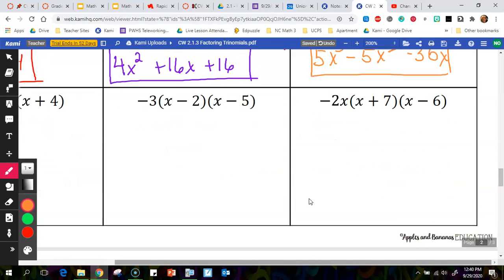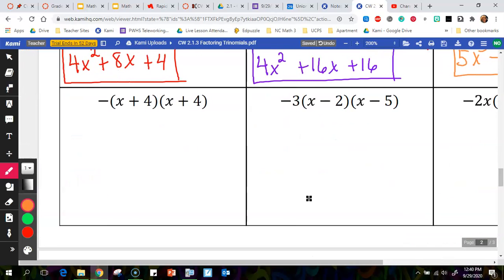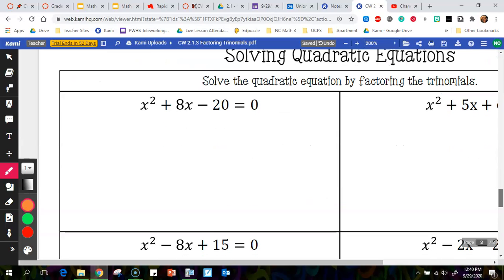Okay, I'm going to work a couple more of these, and I think I'm going to leave the last one for you. And is this our last section? We got one more. Okay.